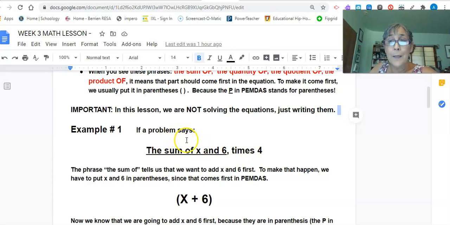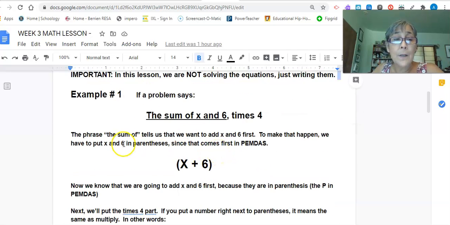Okay, so if a problem says the sum of x and 6 times 4, there's that phrase, the sum of. Got the of in it. That tells me I have to put x and 6 in parentheses with the operation, and the operation is adding because it says sum. So it's going to look like this. The phrase the sum of tells us that we want to add x and 6 first. To make that happen, we have to put x and 6 in parentheses, since that comes first in PEMDAS. So it would look like this, x plus 6 in parentheses. Now, no matter where that is in the equation, you know you got to do it first.